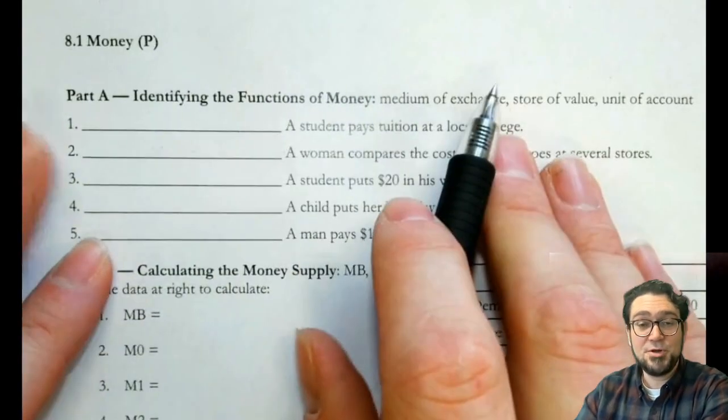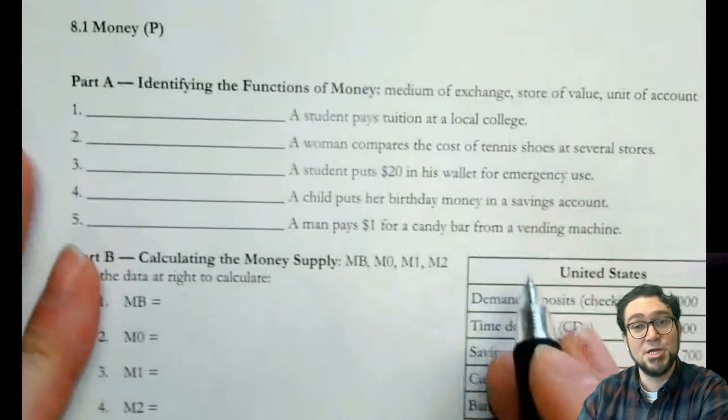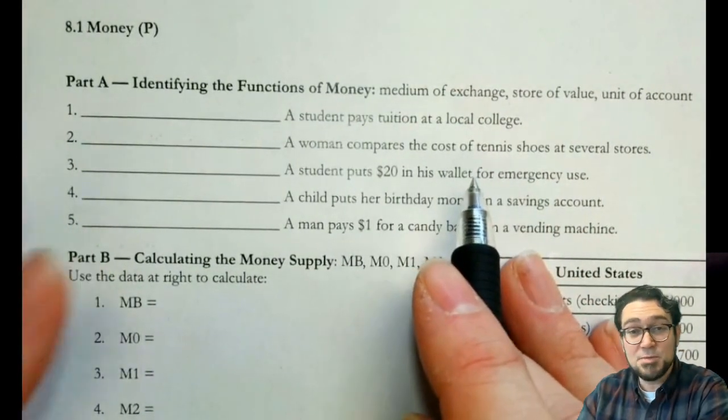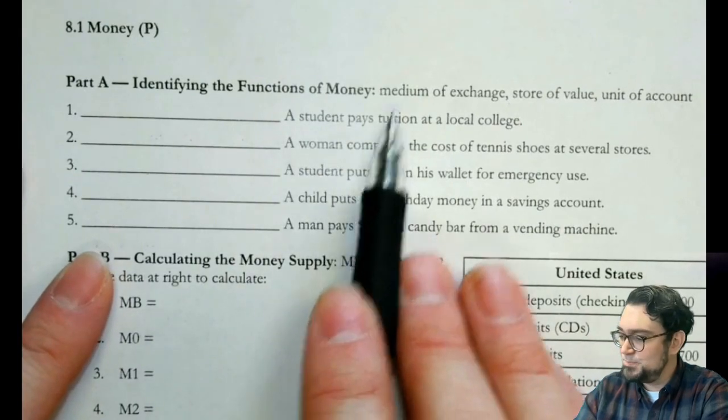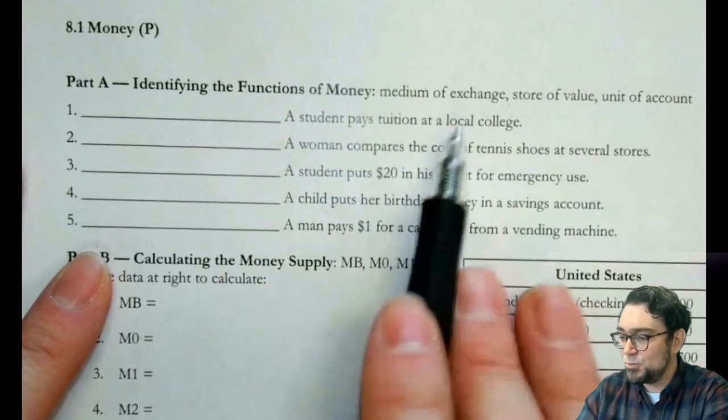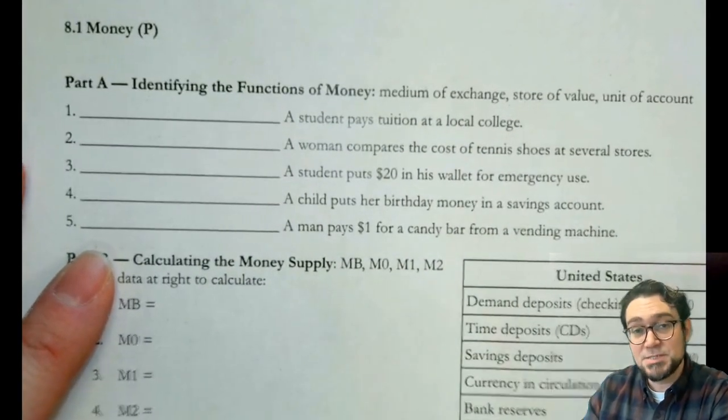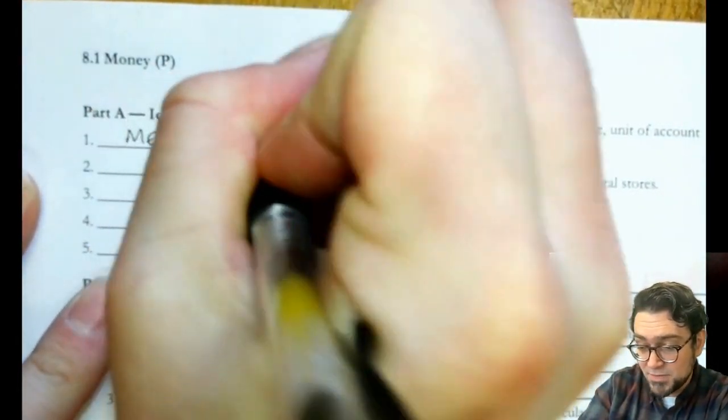Okay, the first little part here is just what the different functions of money are when it's being used in different ways. So this is mostly going to be a multiple choice question or two on maybe a quiz or a test. Student pays tuition: medium of exchange, store of value, unit of account. Well, when you're buying something, you're using it as a means of payment. We call that a medium of exchange. So I'm going to just say medium of exchange.